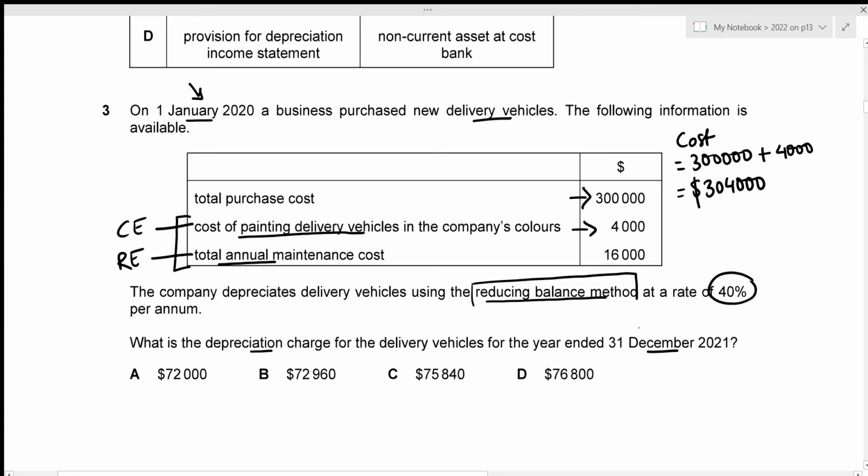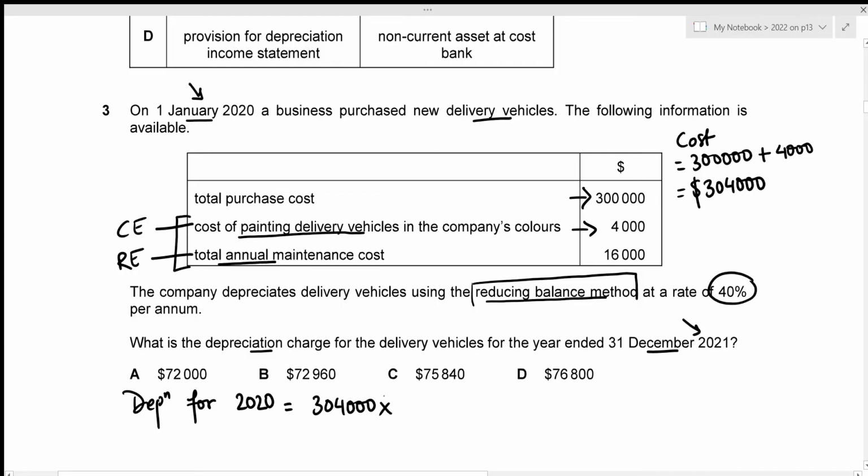And we need to figure out the depreciation for the year ended 31st December 2021, which is the second year of that delivery vehicle, right? So first of all, we need to figure out the depreciation charge for the year ended 31st December 2020. And we know that we purchased the delivery vehicle this year, which means that there is no accumulated depreciation, right? So our net book value is just going to be equivalent to the cost, which is 304,000.